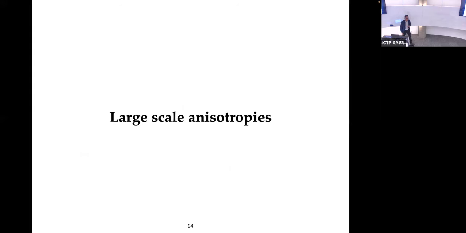Right, and then I'll jump to large scale. So large scale for us is if you decompose your sky map into spherical harmonics, you are interested in the dipole, in the quadrupole, octupole, things like that.